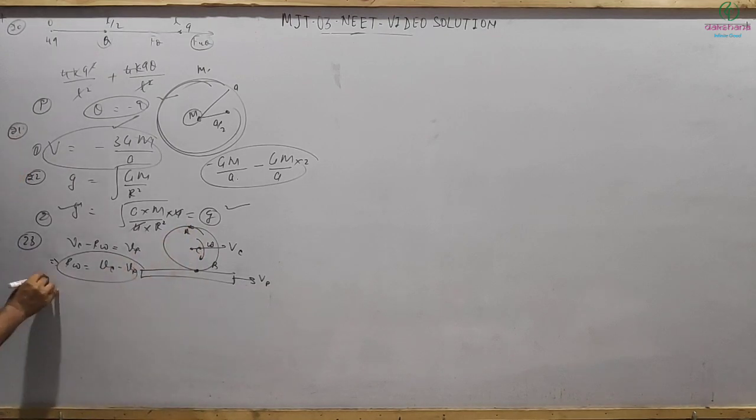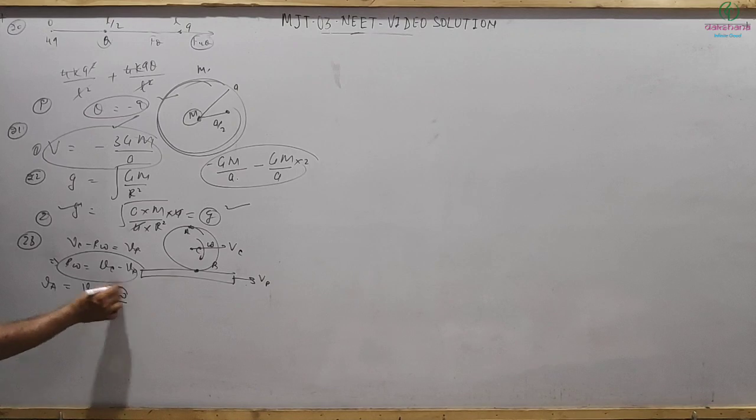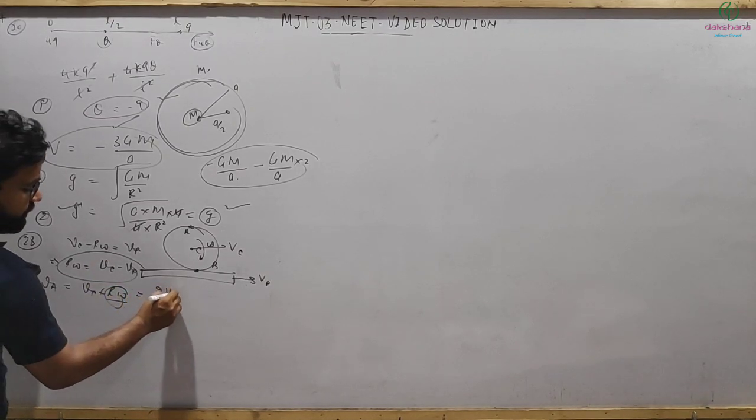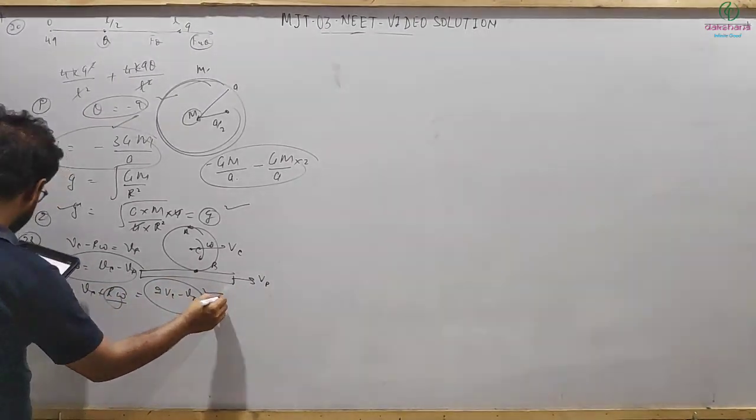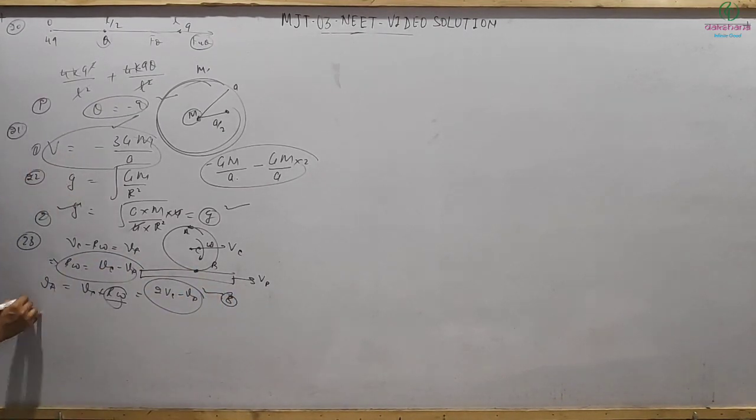Velocity of point A is equal to VC plus R omega. R omega is equal to VC minus VP, so this is coming out to be 2VC minus VP. This is the answer, matching with option number 3. Next, question number 24.